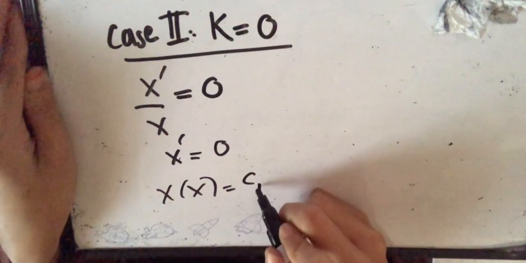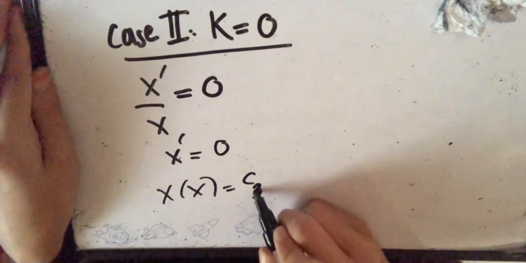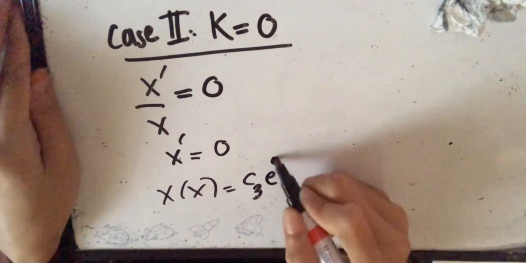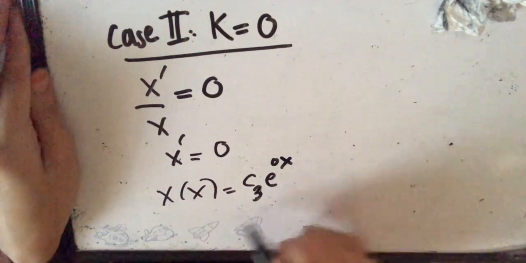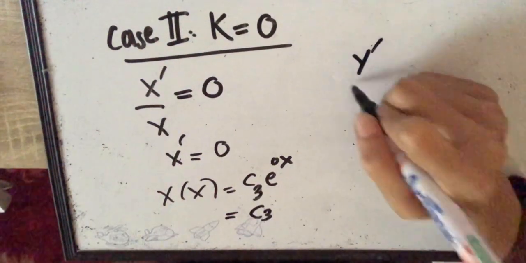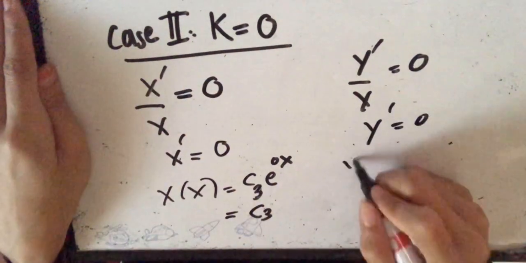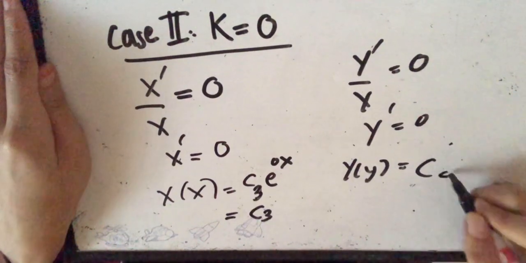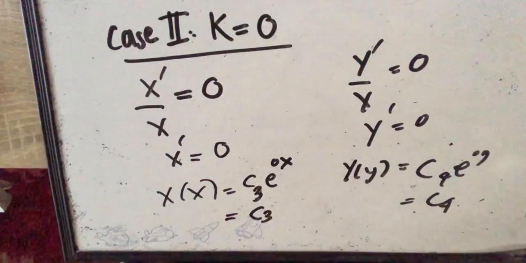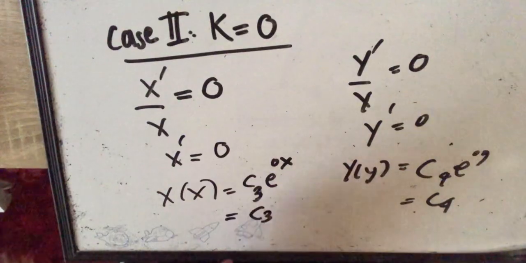Sorry, C1 was already used, right? So we use C3. C3 e power of 0x. Therefore e power of 0 is 1, so we have C3. Okay, so this is for x. For y, you do the same thing: y prime equals 0, so you have y equals C4 e power of 0y, so you have C4. So C3 is the answer for x, and C4 is for y. So this is case number 2.